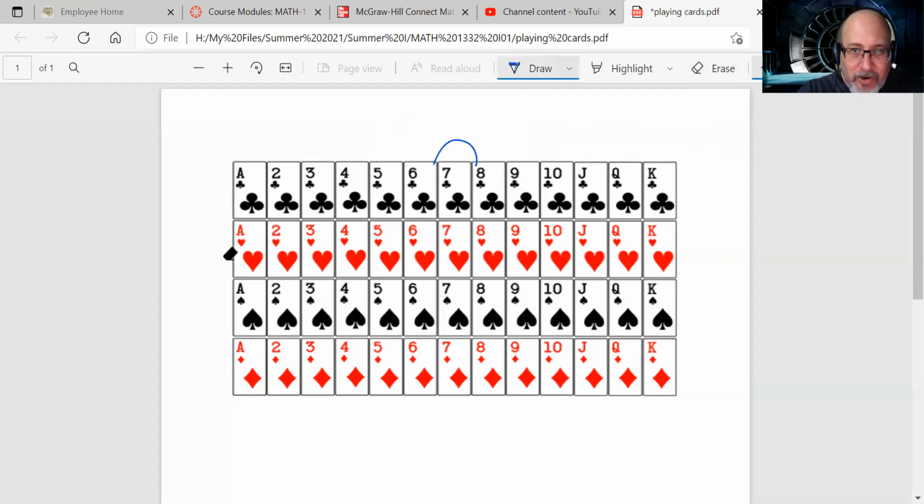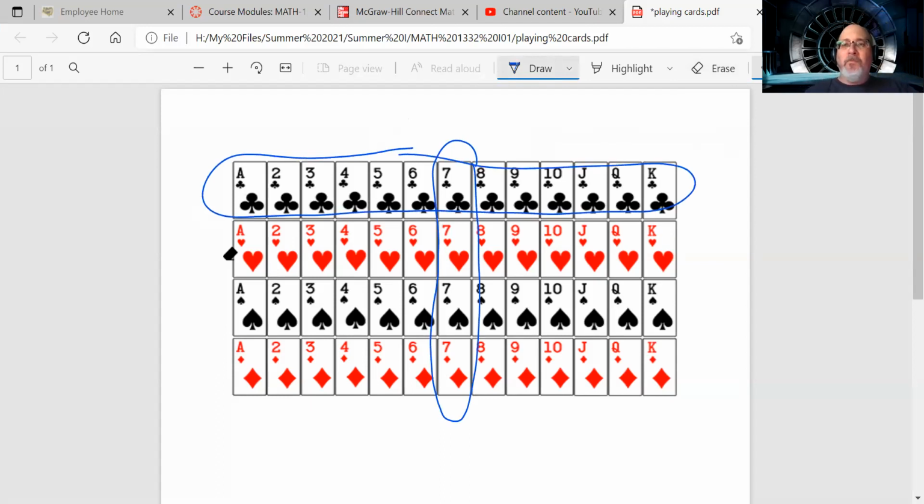The 7s are here. There's 4 of them. The clubs are here. There are 13 of them. How many total cards did I circle? I circled 4 the first time, 13 the second time. 4 plus 13 is 17, but I did not circle 17 cards. Why? Because if you say 4 plus 13, you are counting this 7 twice. There's only 16 cards circled.